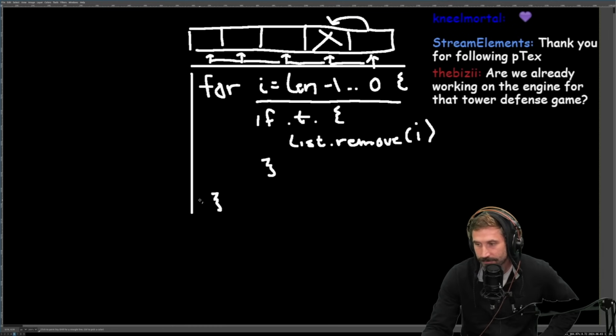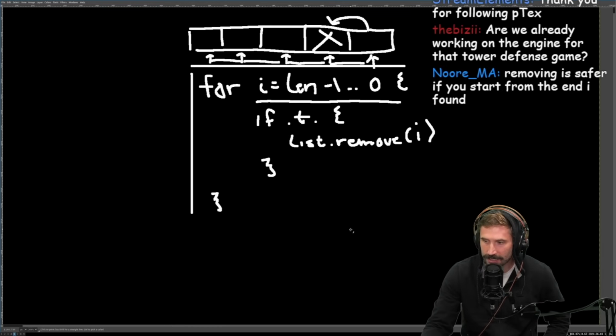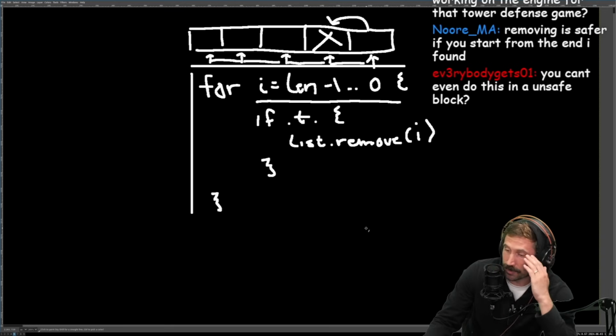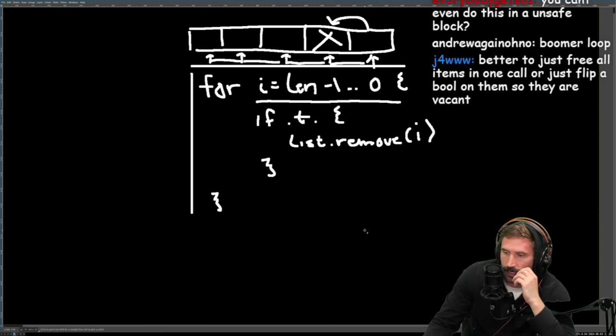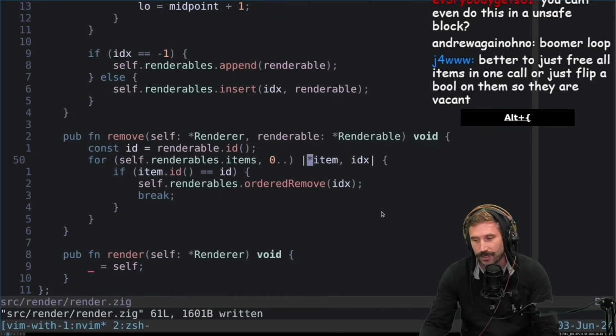Right? Oh, we already working on the engine for that tower defense game? Right now, that's what I'm doing. I'm doing it in Zig. Removing is safer if you start from the end, I found. Yes, if you start from the end, you can do that. It's safe. Better just to free all the items at once and just flip the bool and they're vacant. I'm not even sure what the hell you're even saying.